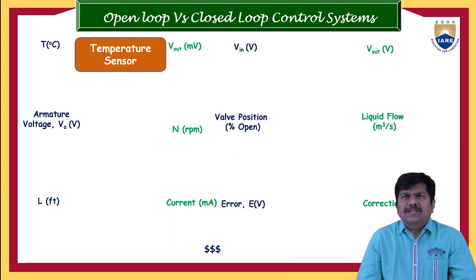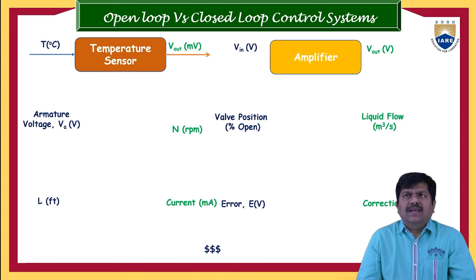And for this temperature sensor, the input is the temperature and the output is the voltage. It may be in millivolts or volts based on the temperature signal. So a temperature sensor is also an open loop control system, because it is taking temperature as input. The output is the voltage.